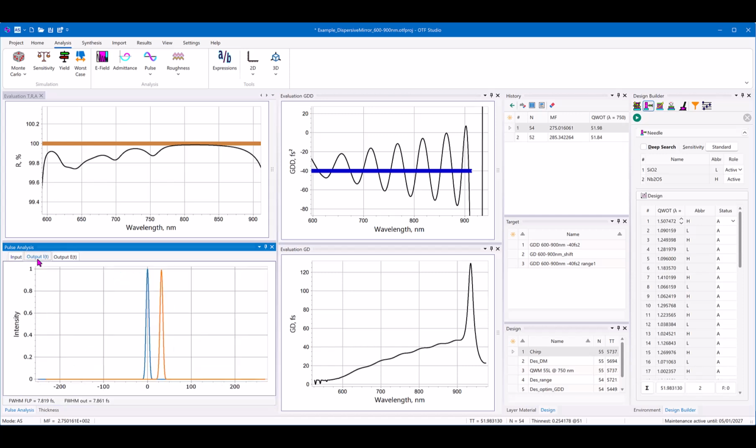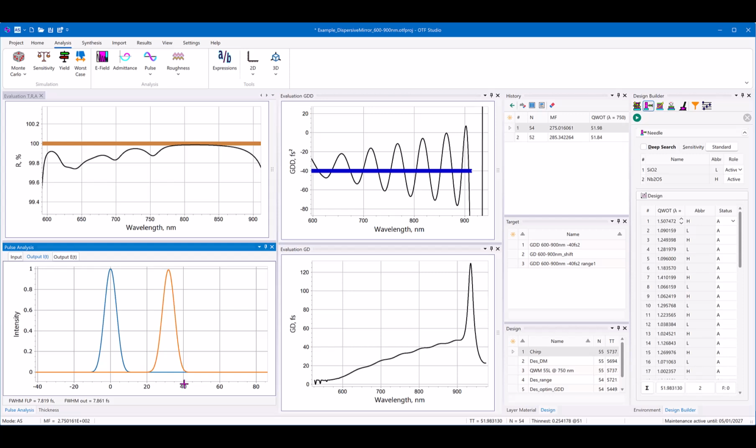Switch to output intensity distribution. We can see here two pulses in time domain. This blue one is the initial pulse, and the orange one is the pulse after interaction with the dispersive design, with dispersive mirror. The intensity is almost 100%, but the losses are about 0.9%. So losses in intensity.